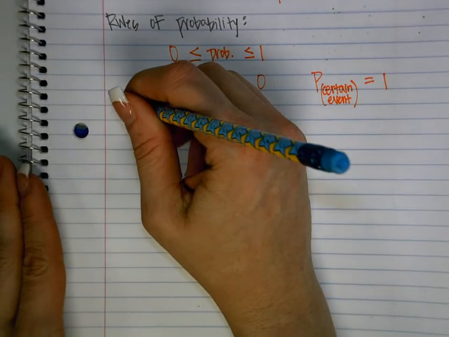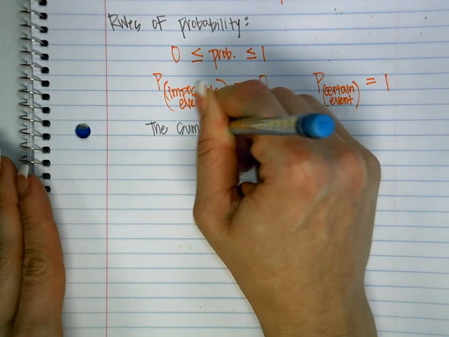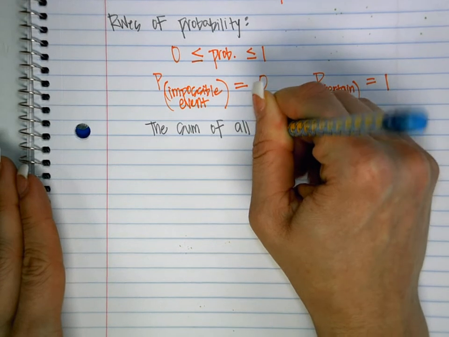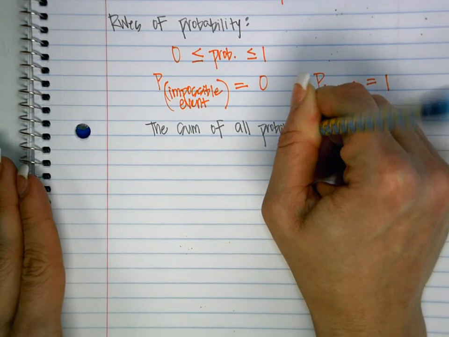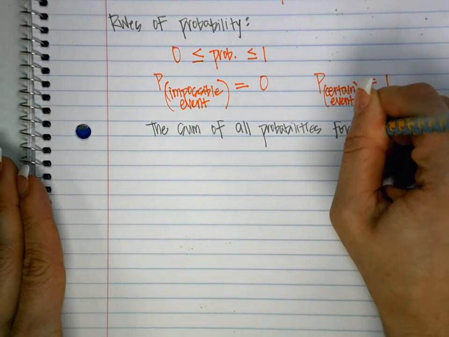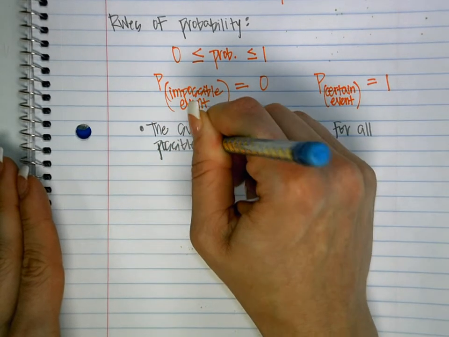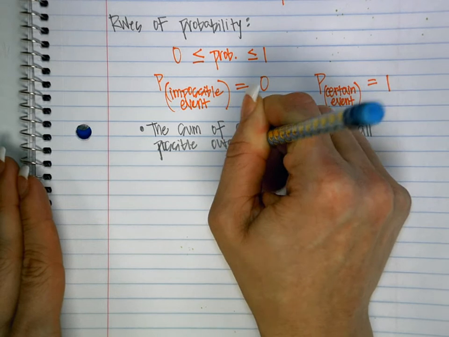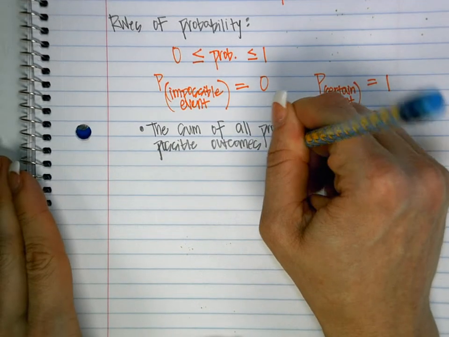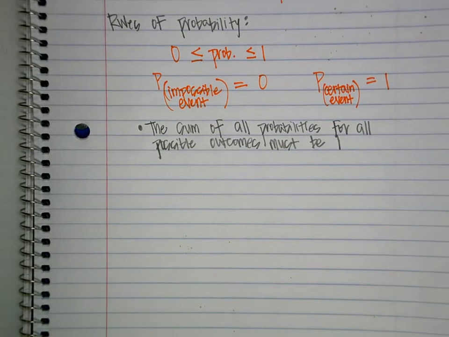You also need to know that the sum of all probabilities for all possible outcomes must be 1. So all the different things that could possibly happen, if you added up all of their probabilities, it must equal 1.